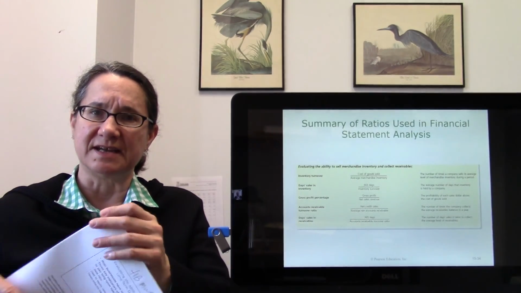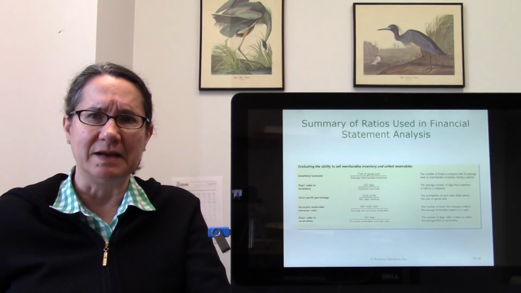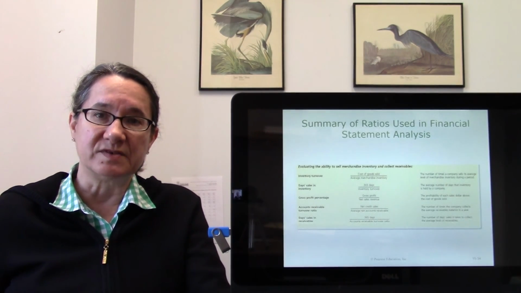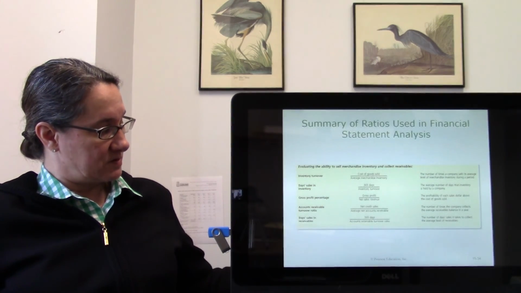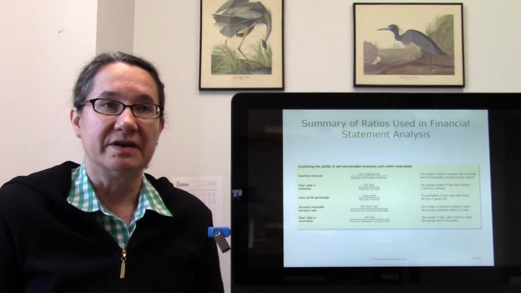But you will need to understand how to compute them and what that means, right? So compared to, say, an inventory average, are they doing good or bad? So learn those ratios, learn how to compute them, but no, you don't have to memorize the formulas.